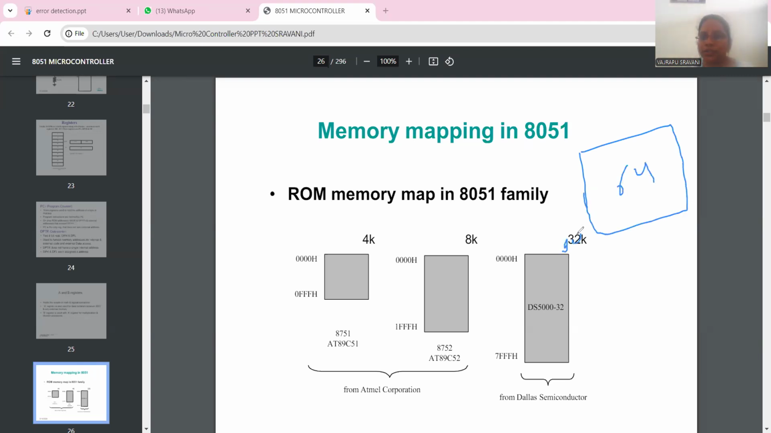So, 0000H to FFFFH, 64 kilobytes of ROM can also be available in the 8051 microcontroller. We can access it externally.